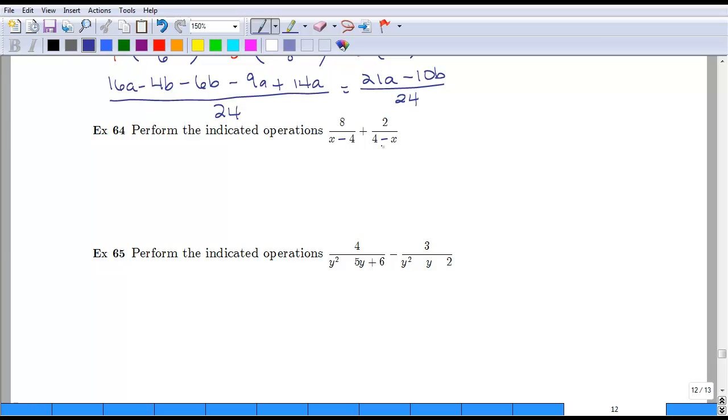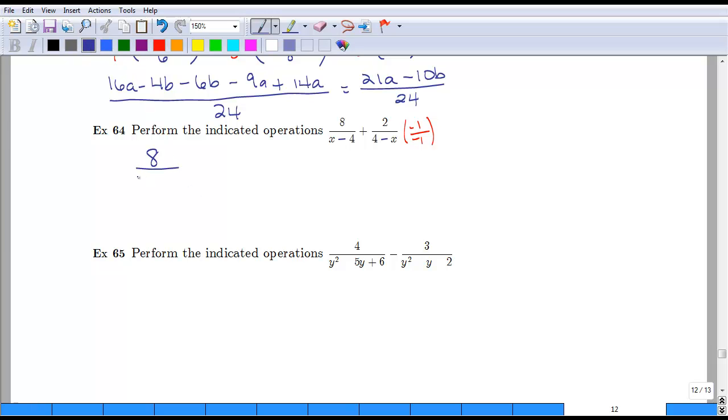If you look here, x minus 4 and 4 minus x may look very similar, but there's one thing missing. They're not the exact same. The thing that is missing is that they are in the opposite order. And we can always change the order of this by multiplying by -1. So I'm going to do that for the second term here. I'm going to multiply by -1 over -1.